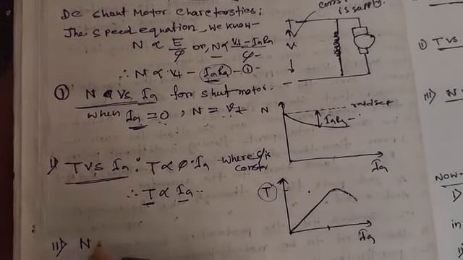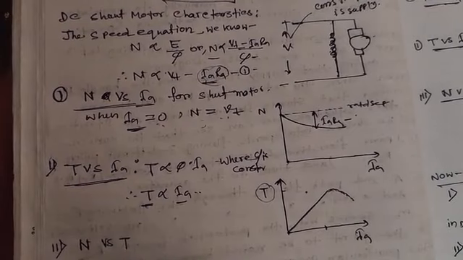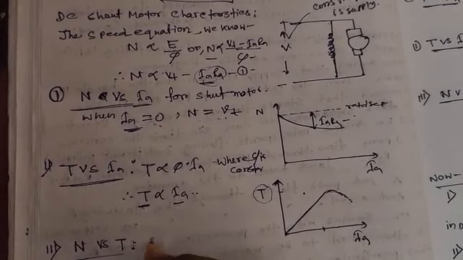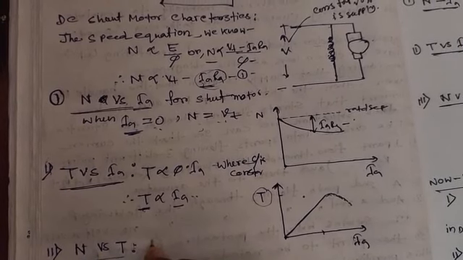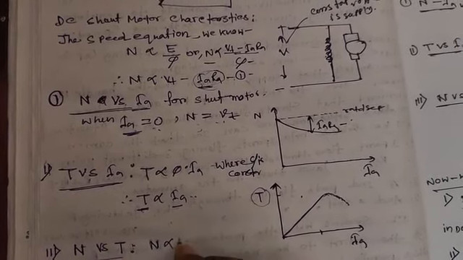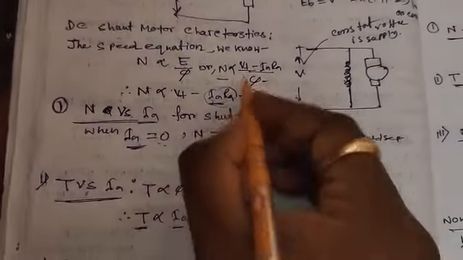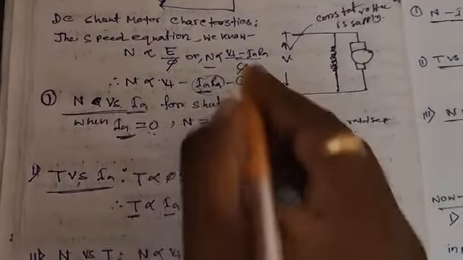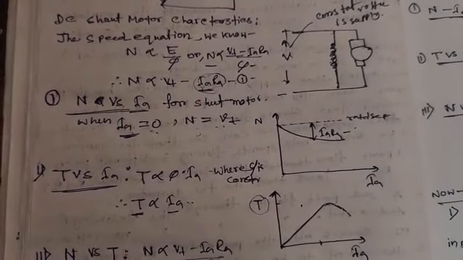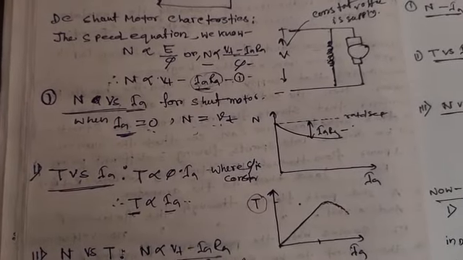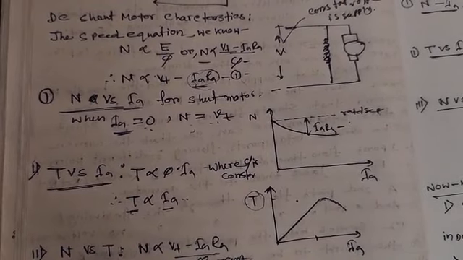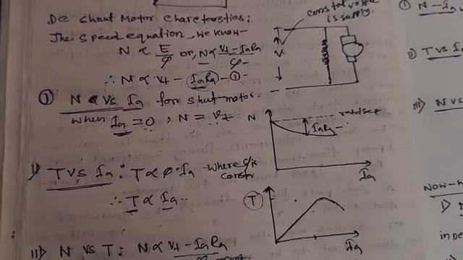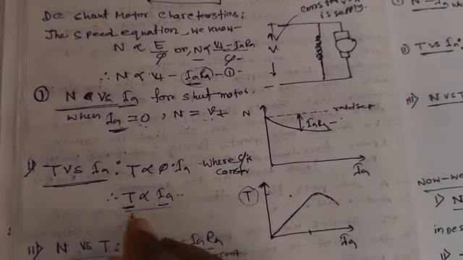Then we discuss speed versus torque characteristics of the shunt motor. N versus torque. We know N is proportional to Vt minus Ia Ra by phi, where flux phi is constant, and torque T is proportional to Ia.